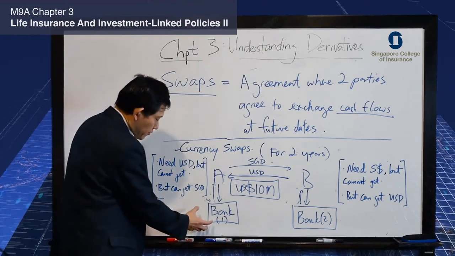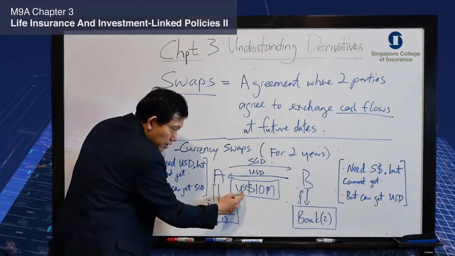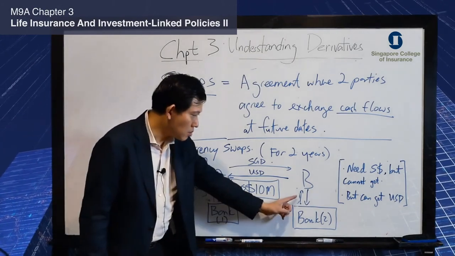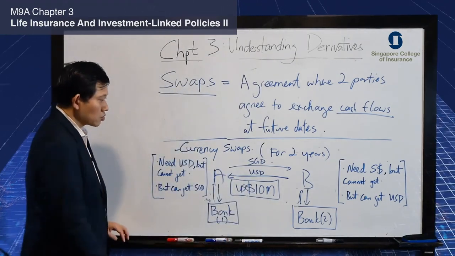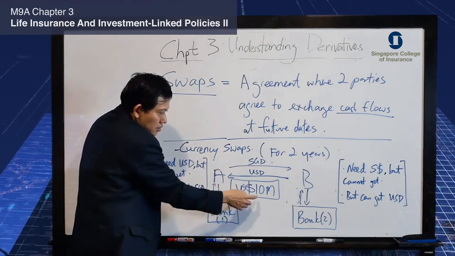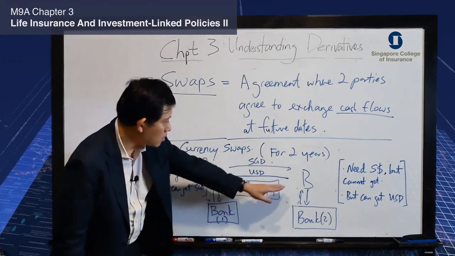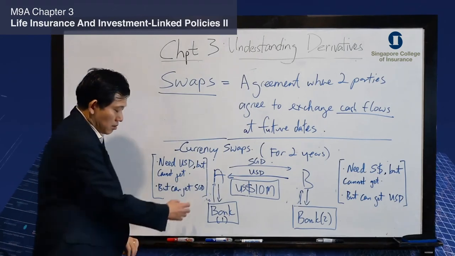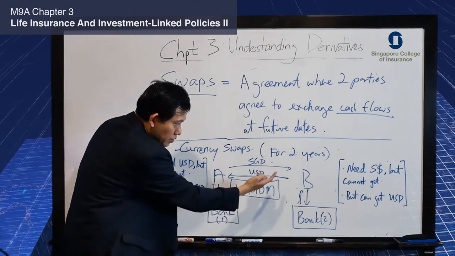Party A will borrow from his bank the necessary Sing dollars of a reference amount, assuming US $10 million worth. Right? He borrows Sing dollars. Party B will borrow US $10 million from the bank in the country where it is located. So, party A will hand over, under the contract, the entire US $10 million worth of Sing dollars to party B for its working capital. And party B will hand over the US $10 million to party A. They will pay the interest respectively to the banks. A will pay interest to bank 1, B will pay interest to bank 2.